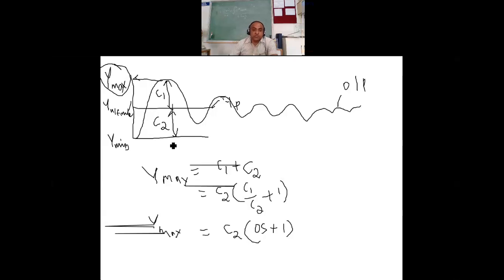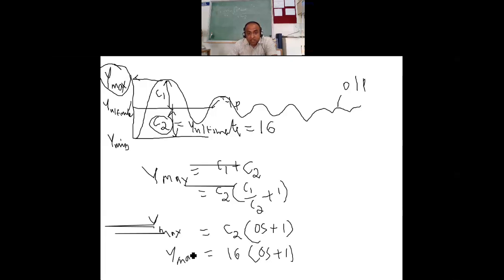What is the value of C2 in this particular problem? C2 is your ultimate value. Please remember, it is Y ultimate. What is the Y ultimate you have got? Just now you have solved it. You got it as 16. So substitute that 16 here: 16 into overshoot plus 1. If you do that, you get your Y max.